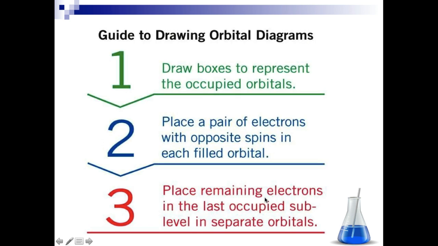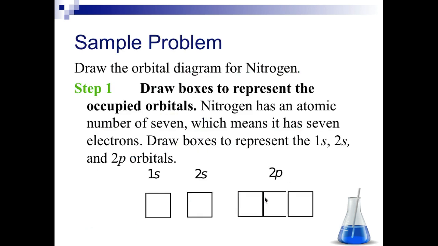So what are some rules or guidelines when you're drawing these? First, you have to draw boxes to represent the orbitals. Then you have to place a pair of electrons with opposite spins to fill each orbital. Then you're going to place the remaining electrons in the last occupied sublevel or orbital, and you want to do it so that they're separate. So let's do a sample.